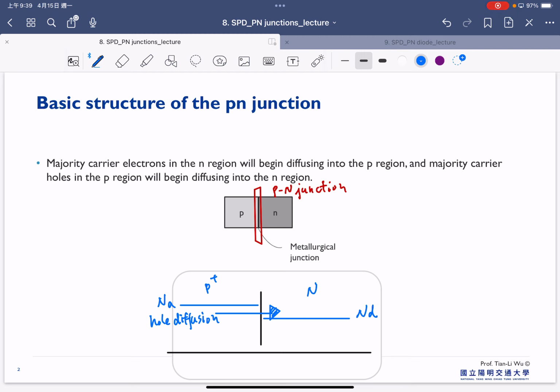That's hole diffusion, right? Because this is a region where we have lots of holes, but this is a region where we don't have holes. So by considering the basic diffusion concept, for sure the holes would like to move from left to right. In the meantime, this is a region where we have lots of electrons, and this is a region where there are no electrons, and for sure the electrons will also prefer to diffuse from the right to the left. So that will cause the electron diffusion.